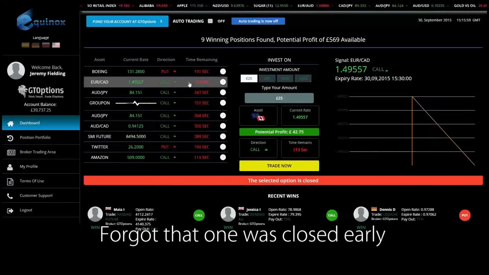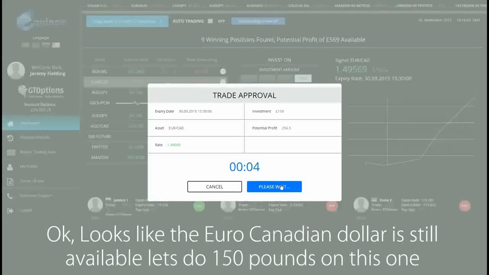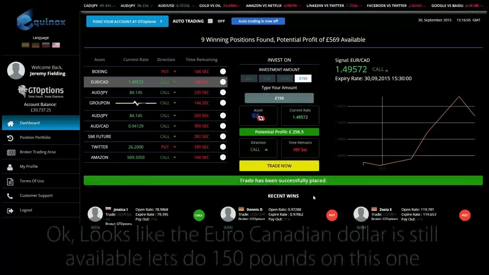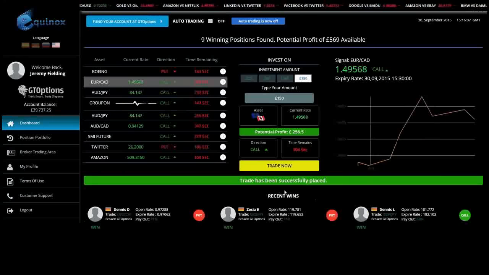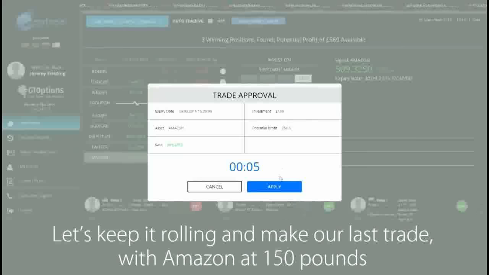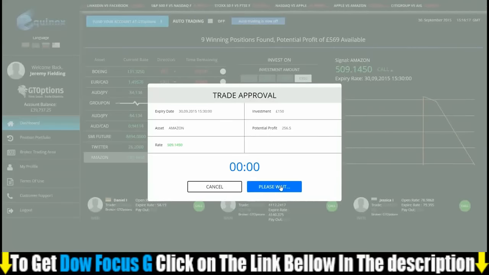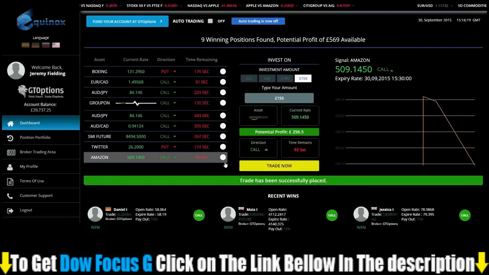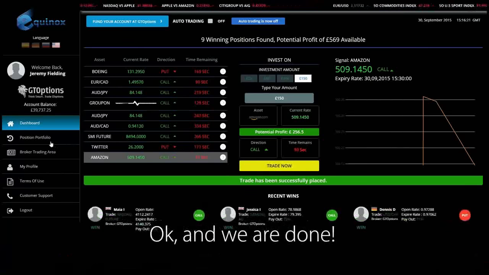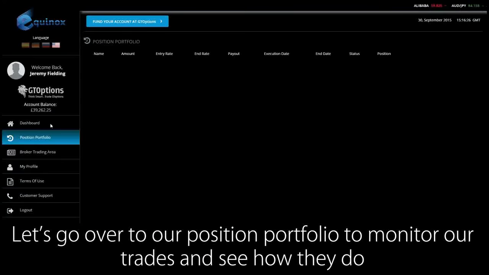Oh, my memory. Forgot that one was closed early. Looks like the Euro Canadian dollar is still available. Let's do 150 pounds on this one. Let's keep it rolling and make our last trade with Amazon and 150 pounds. Okay, and we're done. Let's go over to our position portfolio to monitor our trades and see how they do.